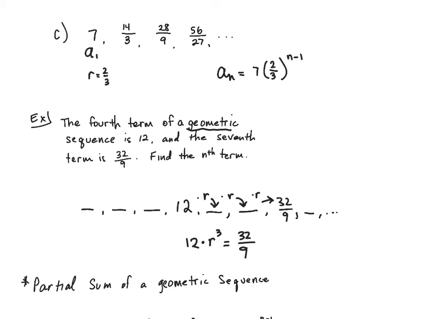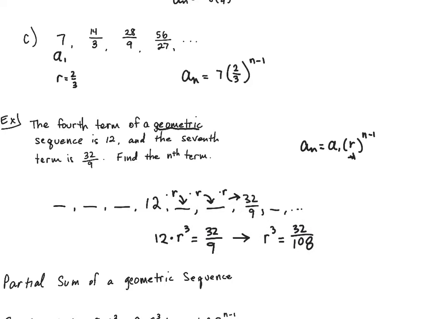So right off the bat, we have an equation that we can solve, and we're solving for r, which is the common ratio, and we need the common ratio because remember the nth term is first term multiplied by r to n minus 1. So r is an important part of the explicit formula, or the nth term, and solving this equation here can help us find that. So if we divide by 12 on both sides, then we're going to get r cubed equals 32 divided by 108, and that is equal to 8 over 27.